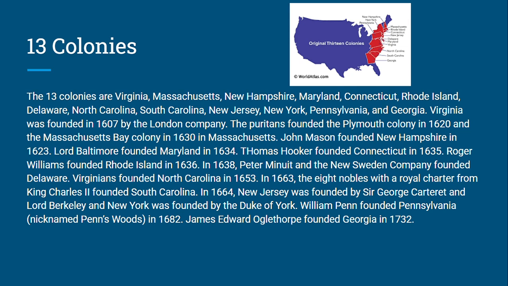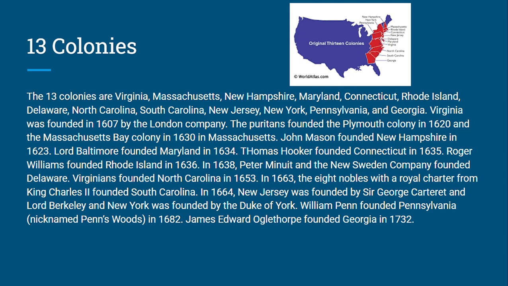The 13 colonies are Virginia, Massachusetts, New Hampshire, Maryland, Connecticut, Rhode Island, Delaware, North and South Carolina, New Jersey, New York, Pennsylvania, and Georgia. Virginia was founded in 1607 by the London Company. The Puritans founded 2 Massachusetts colonies, the first one being Plymouth in 1620, and the second being Massachusetts Bay Colony in 1630.